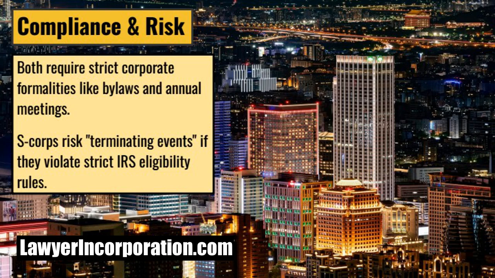Both entities must adhere to formal corporate formalities, such as adopting bylaws, holding annual meetings, and maintaining minutes. However, C-corporations often face more complex filing requirements, especially if they operate in multiple states or have international investors. S-corporations must be vigilant about maintaining their eligibility status, as a single prohibited shareholder or an accidental issuance of a second class of stock can lead to the immediate loss of S-Corp status. This terminating event would force the company to be taxed as a C-Corp, often resulting in significant tax penalties.